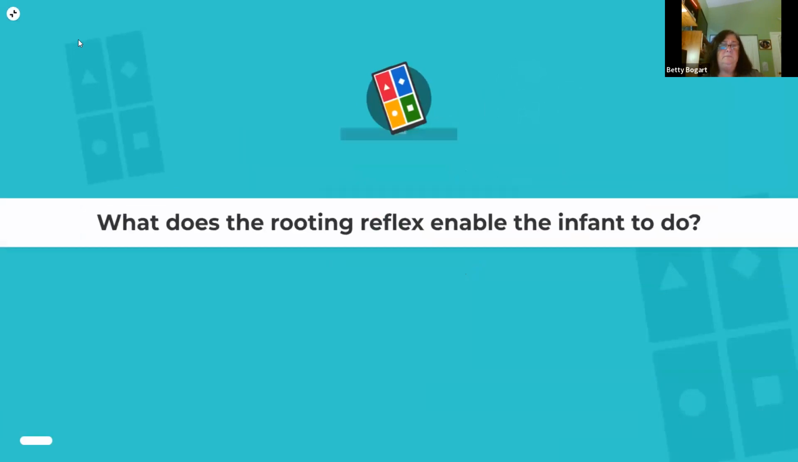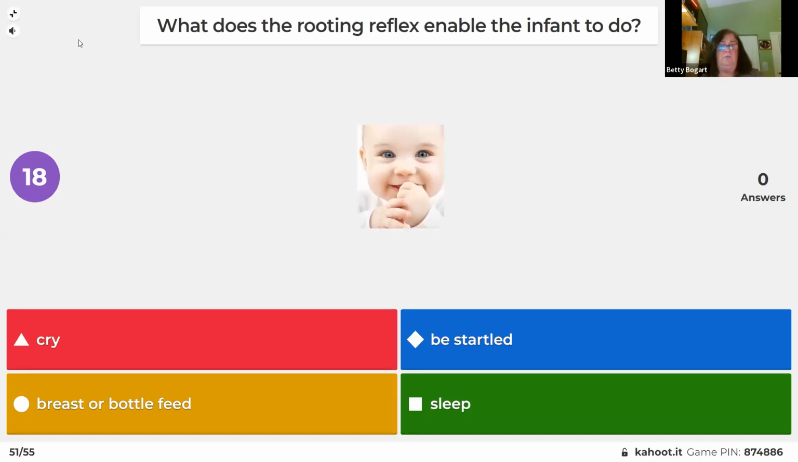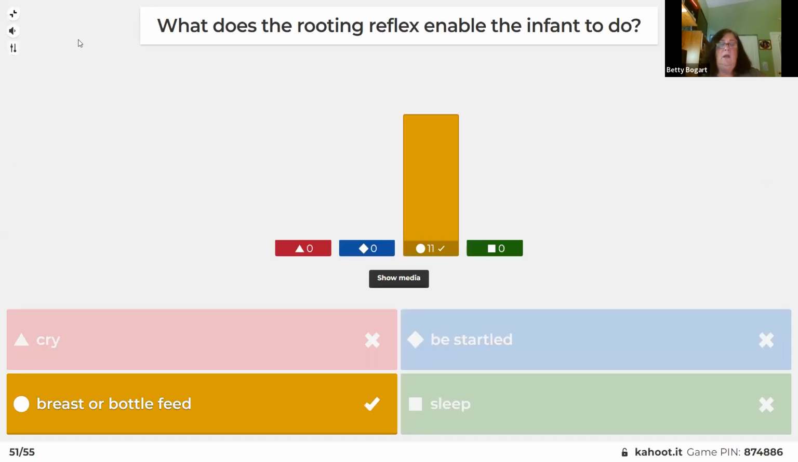Breastfeeding prevents it. What does the rooting reflex enable the infant to do? Rooting, stroking them on their cheek. And that's, they're getting ready to eat. You're making them hungry. They go look for it and they want to suck. Good.